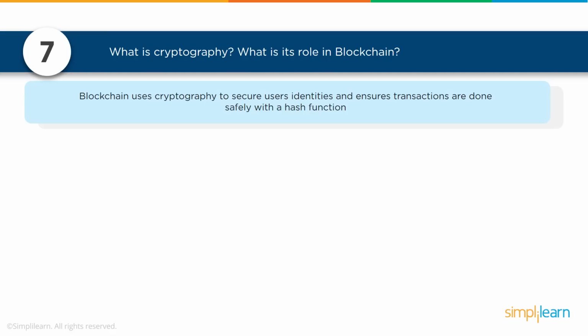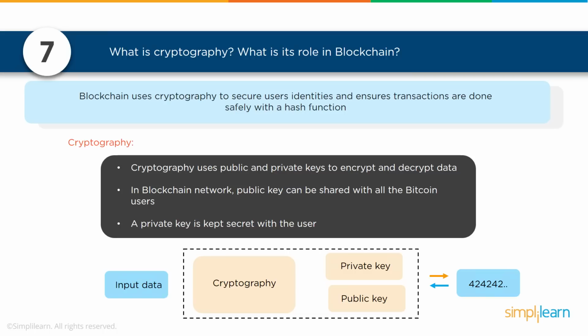Blockchain uses cryptography primarily to secure users' identities and ensure the transactions are done safely with a hash function. So all the user identities and the transactions on a blockchain are encrypted. Cryptography uses public and private keys to encrypt and decrypt data. So basically it uses the public and private key infrastructure in order to maintain the encryption of the information on a blockchain network. In a blockchain network, the public key can be shared with all the Bitcoin users, all the blockchain users.